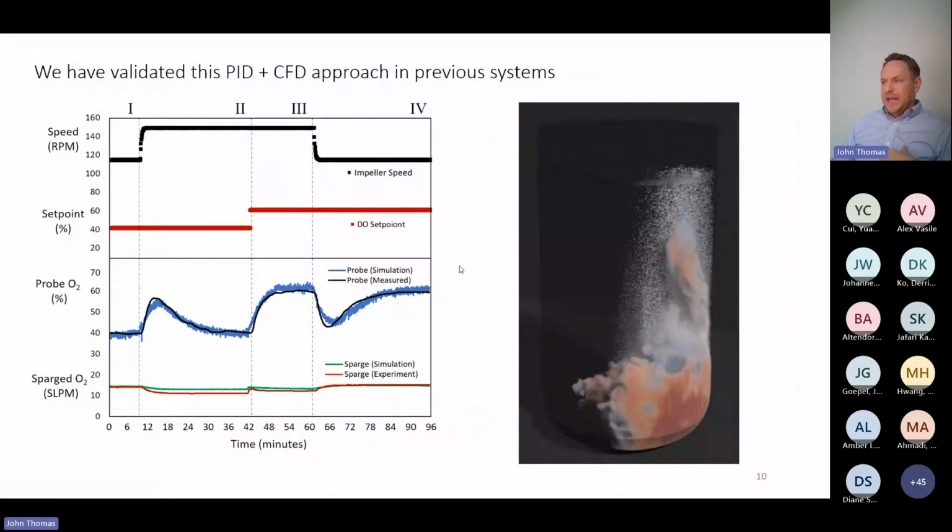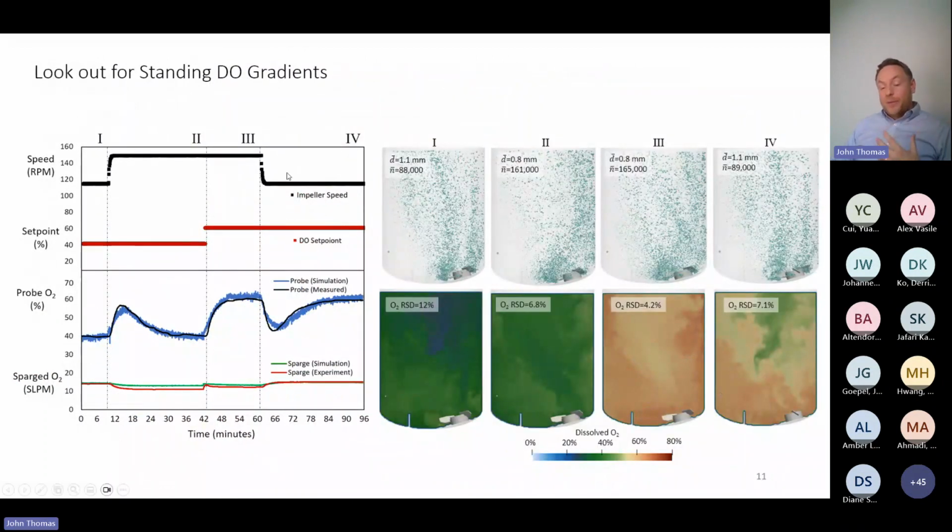Beyond just reproducing this measured data, we can see inside the vessel and corroborate data that was obtained but difficult to get. So at each of these phases, the steady state conditions at phase 1, 2, 3, and 4, I'm presenting a snapshot of the bubble field and the corresponding DO concentration. And what we see here, and this was validated through some specific measurements on these systems, are standing DO gradients across the system. So although every system does a great job of realizing the target DO at the probe, 40, 40, 60, 60, that doesn't mean that the DO across the vessel will be equivalent to that probe value.